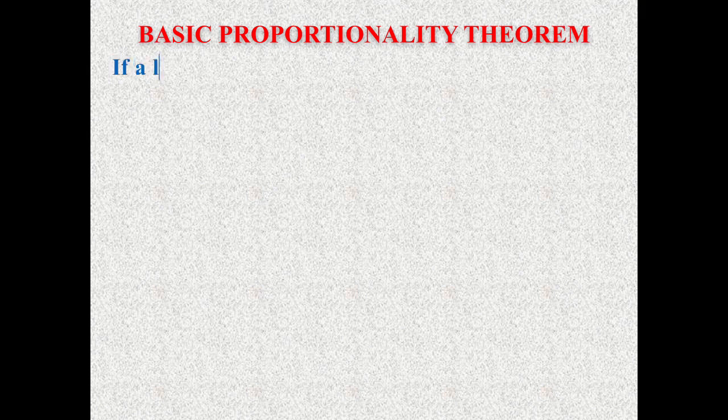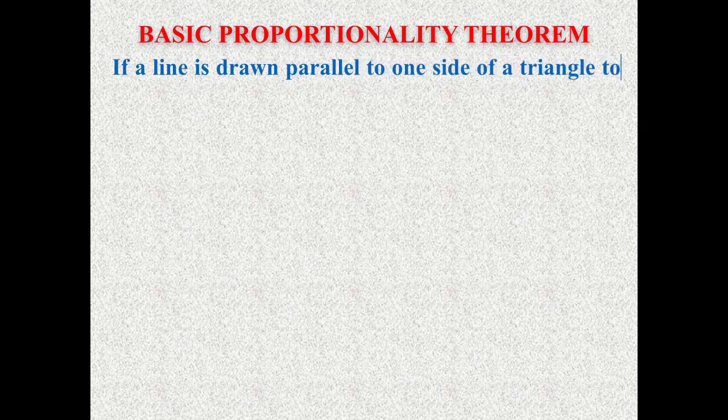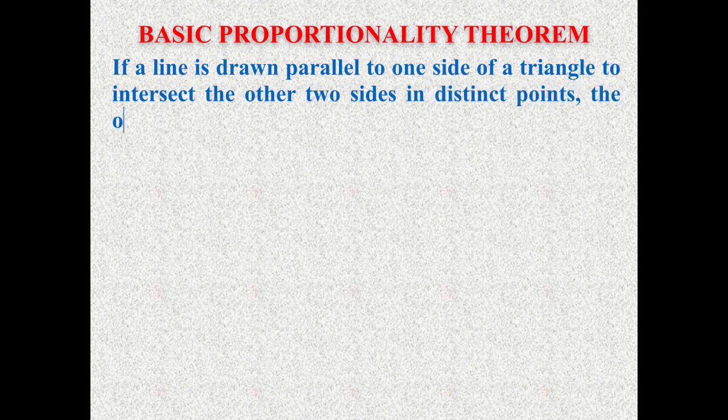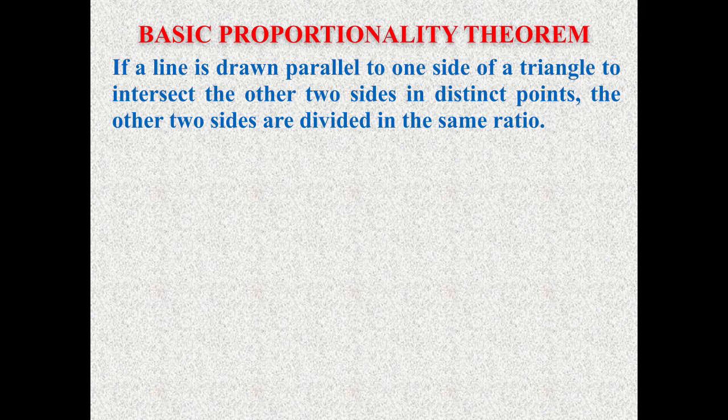Basic proportionality theorem states that if a line is drawn parallel to one side of a triangle intersecting the other two sides in distinct points, then the other two sides are divided in the same ratio, or we can say that the other two sides are divided in equal proportions.